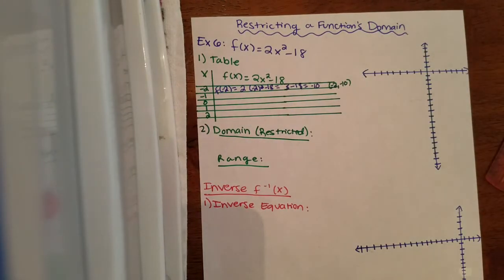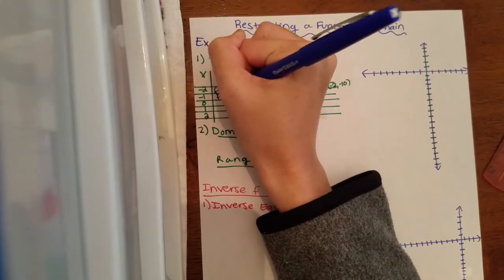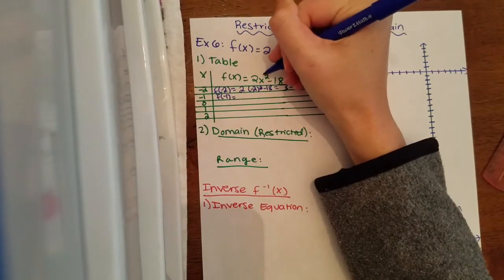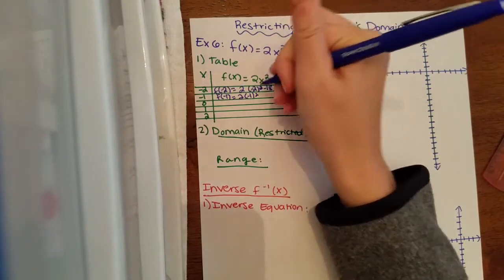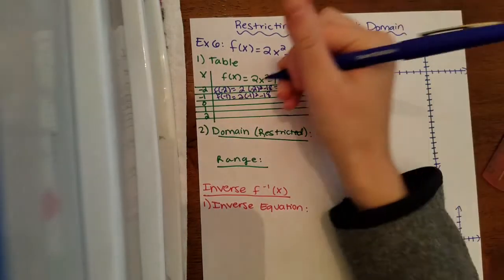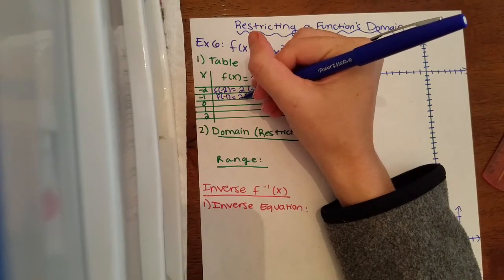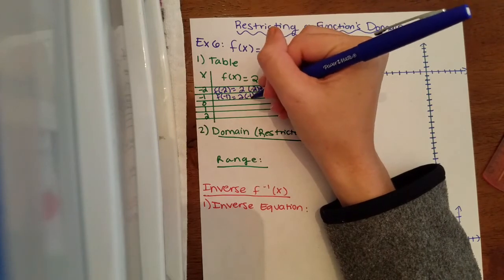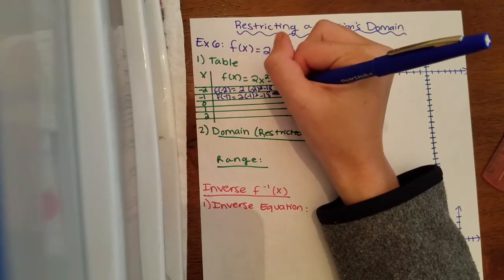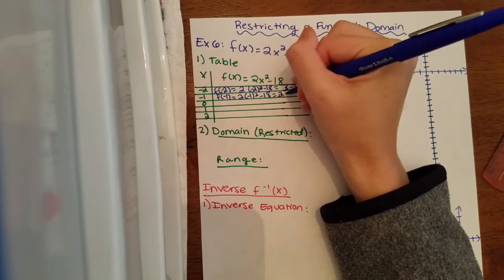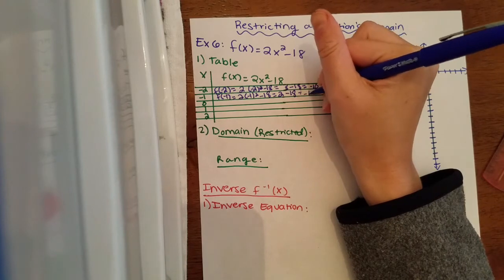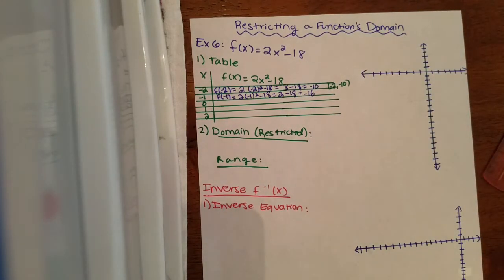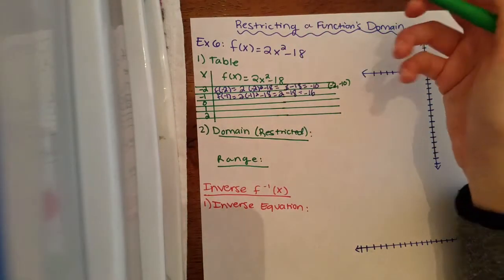You're going to do the same thing with all the rest of the values. So my next value, f of -1. I'm going to replace that x with the -1. So we have 2 times -1 squared minus 18. Remember, we square first, don't multiply first. So -1 squared, -1 times -1 is 1, times 2 will give me a 2. And 2 minus 18 will give me a -16. So the next point I'm going to be plotting is at -1, -16.